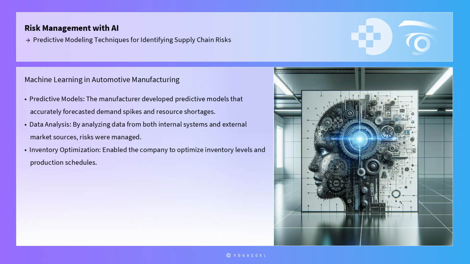Another case study involves a major automotive manufacturer that utilized machine learning to predict and manage risks associated with fluctuating demand and supply chain capacity constraints. By analyzing data from both internal systems and external market sources, the manufacturer developed predictive models that accurately forecasted demand spikes and resource shortages, enabling the company to optimize inventory levels and production schedules.